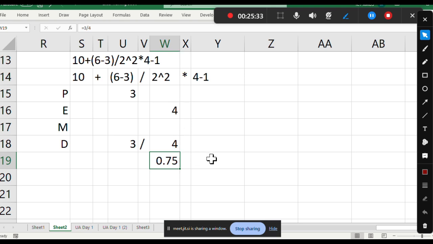Okay, you can see 0.75. You can see it. So that is the division part. This division part will take place before you come first. So division is done first. Then this one will now be done second because it's the next one.